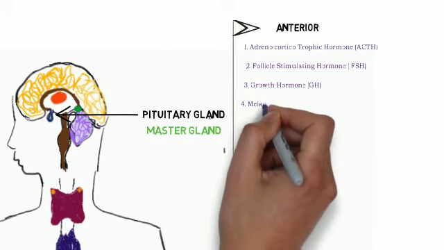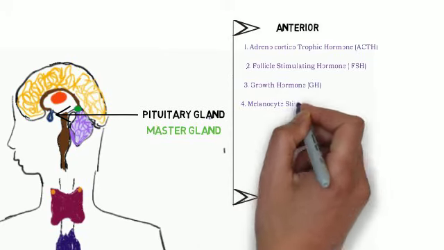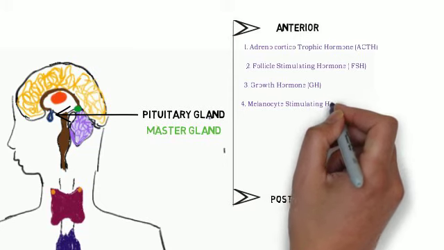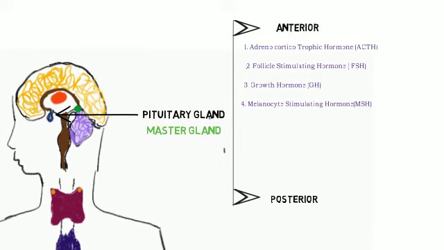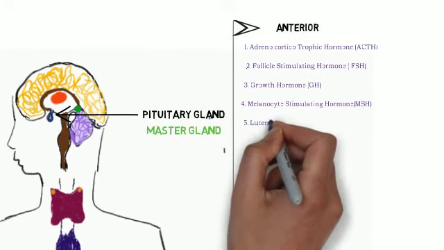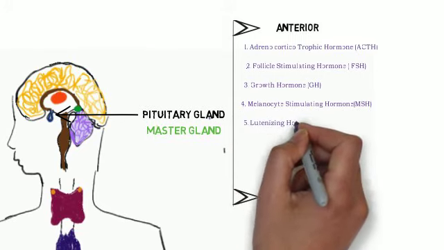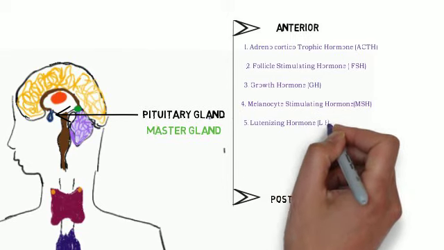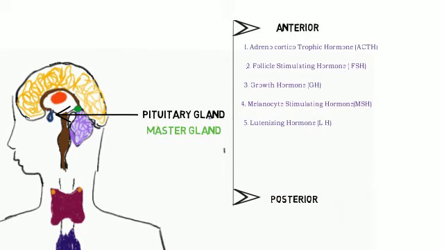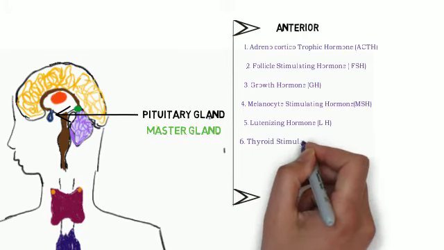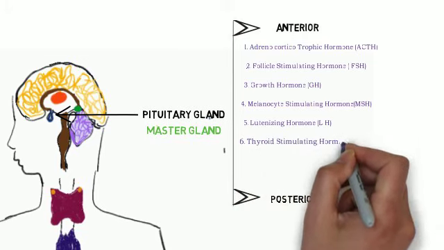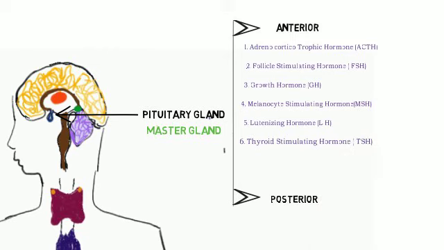Number 4 is melanocyte stimulating hormone, which helps in melanogenesis, that is synthesis of melanin. Number 5 is LH or luteinizing hormone, which is responsible for production of estrogen and progesterone from the ovary and testosterone from male gonads. Number 6 is thyroid stimulating hormone or TSH. It induces the thyroid gland to secrete thyroxine.